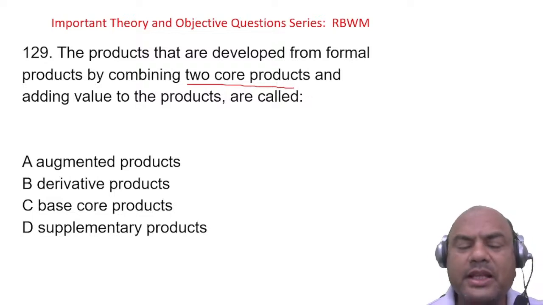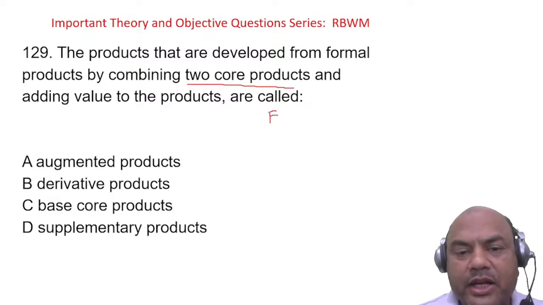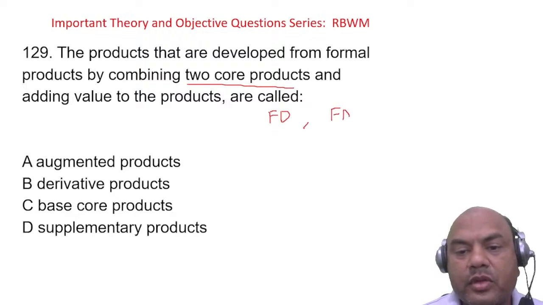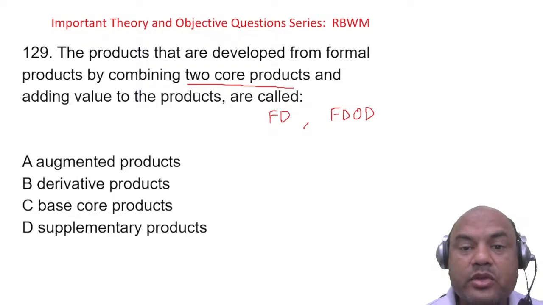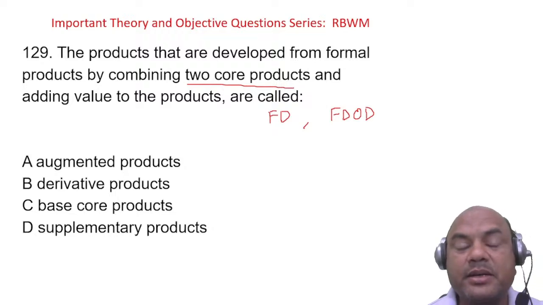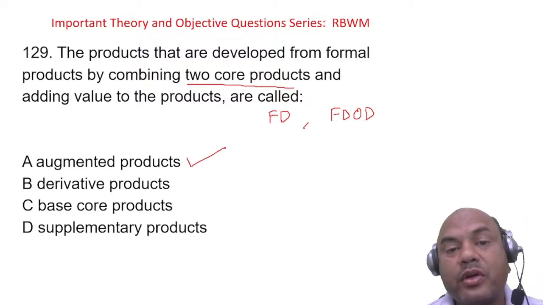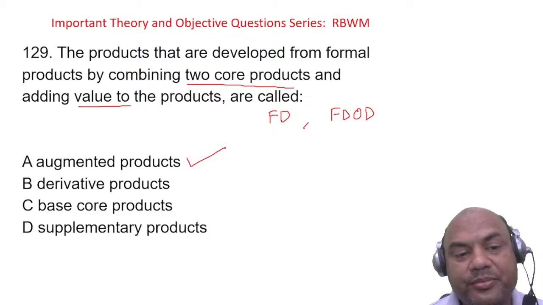Two core products. I'll give you a simple example. Suppose I give you an FD. FD is a core product. But if I give you FDOD, that becomes your augmented, because FD now you can use as a current account also, for your daily purposes. So it is a combination of two core products. That is a basic example. So the answer is, it is called an augmented product. Augment means combining these two and adding the masala. Adding value means adding masala.